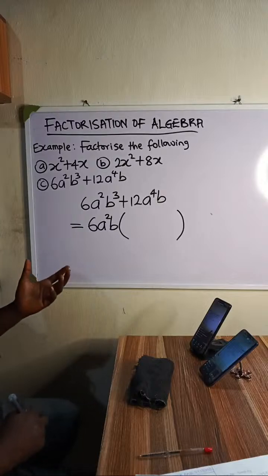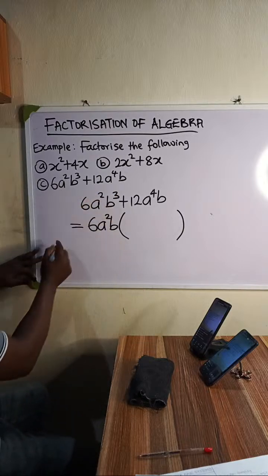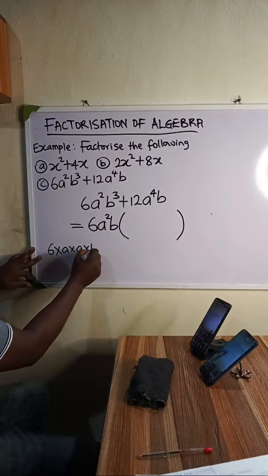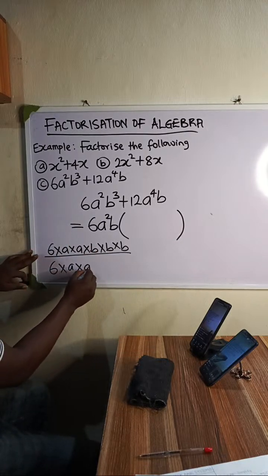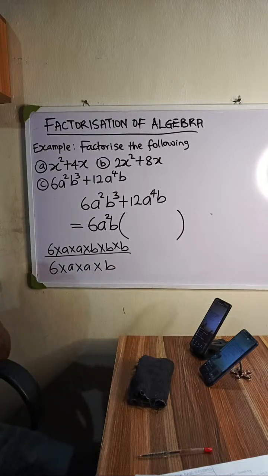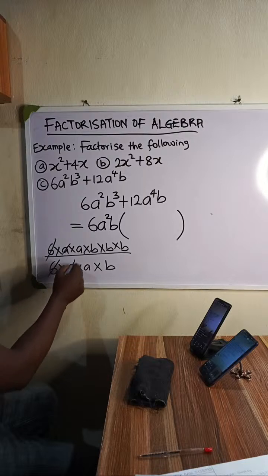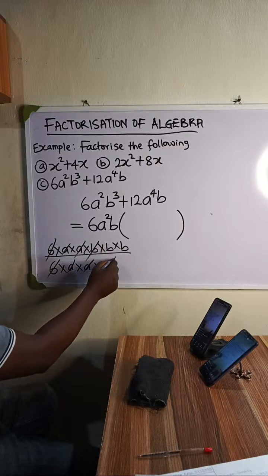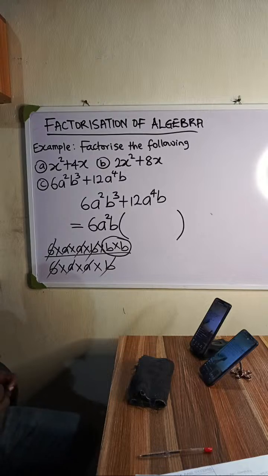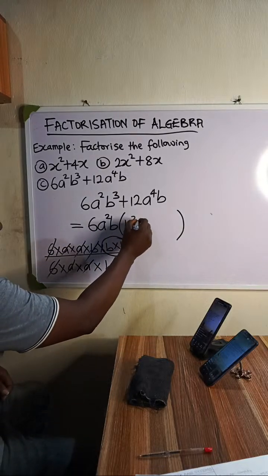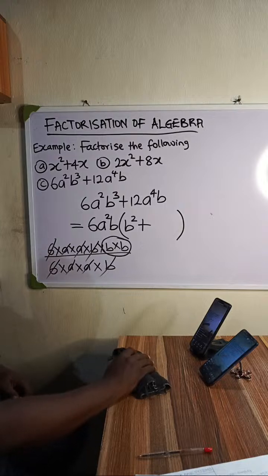Okay? So the next thing we're going to do is 6 divided by 6. Let's look at it now. 6a squared b to the power of 3 is 6 times a times a times b times b times b, divided by 6 times a times a times b. Right? Okay, so here 6 will cancel out 6. A will cancel out A. A will cancel out A, B will cancel out B. So what we have left is B times B, and B times B is B squared. Hope we understand that. Good.